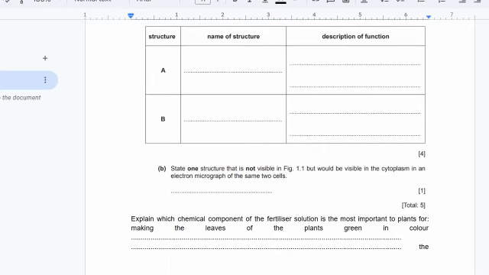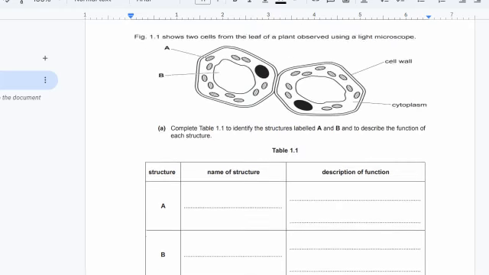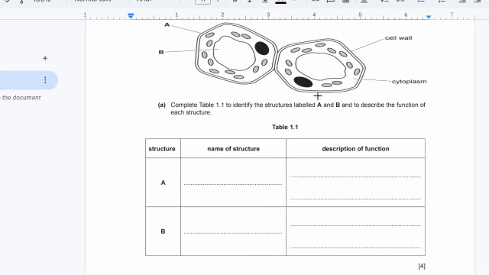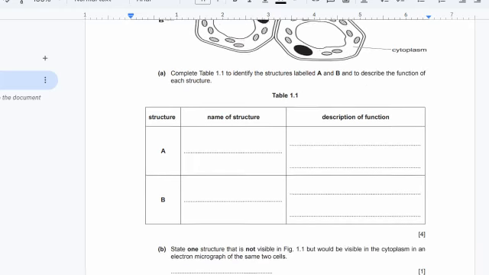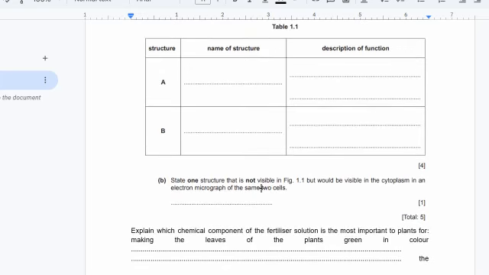And now the next question is, state one structure that is not visible in figure 1.1 but would be visible in the cytoplasm in an electron microscope of the same two cells. अब लाइट माइक्रोस्कोप के अंदर जो है वो ऐसी छोटी छोटी चीजें हैं, क्योंकि रेजोल्यूशन कम होती है तो उसमें आपको छोटी चीजें नजर नहीं आ सकती हैं, और इलेक्ट्रॉन माइक्रोस्कोप के अंदर चीजें आसानी से नजर आ सकती हैं. So the question is about what are the different organelles which can be seen easily by the electron microscope but not be seen in a light microscope.